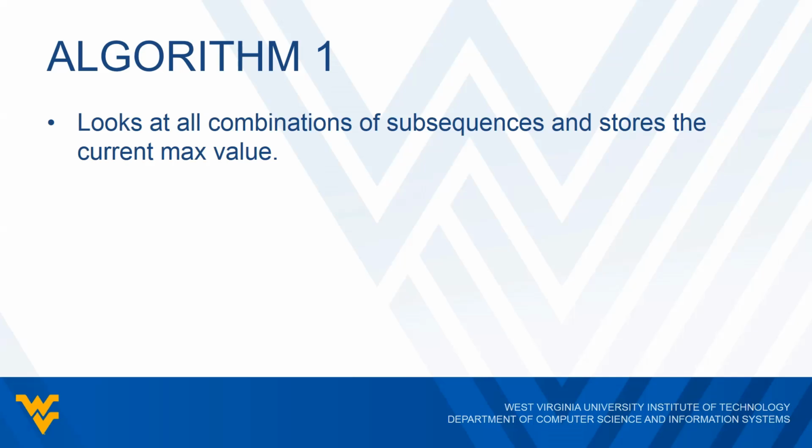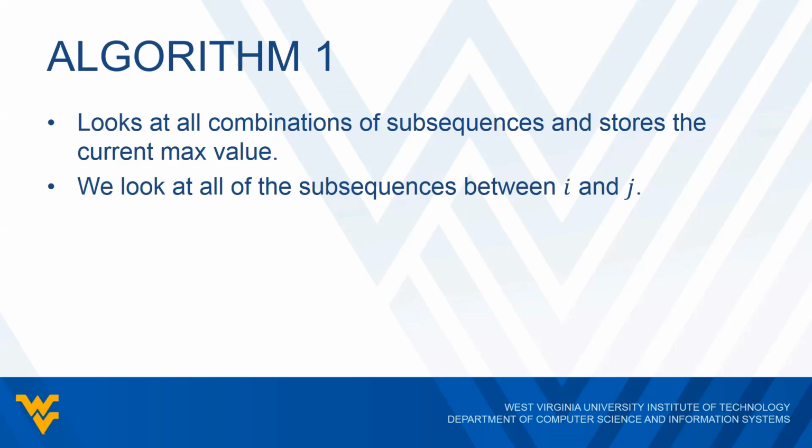So this algorithm looks at all combinations of sequences, and we end up storing the current maximum value. The way we do this is we just simply look at all the subsequences that are between i and j. So we'll keep moving j down and take the sum of that subsequence, and then we're going to increment i, and we just keep repeating this. This algorithm is the one that takes O of n cubed time. So why is that the case? Why does this algorithm take O of n cubed time?